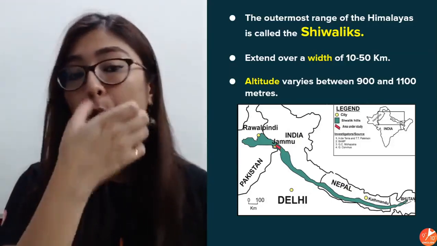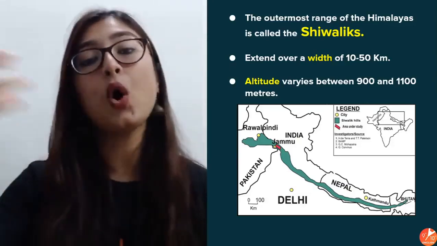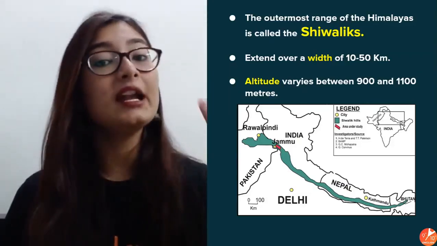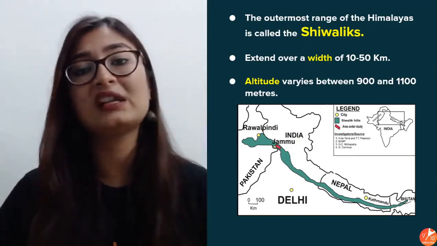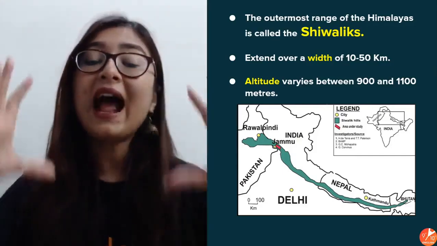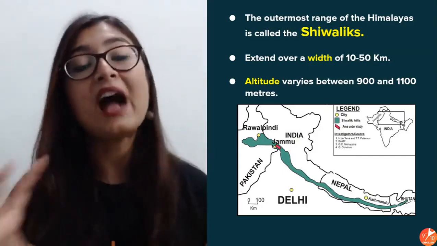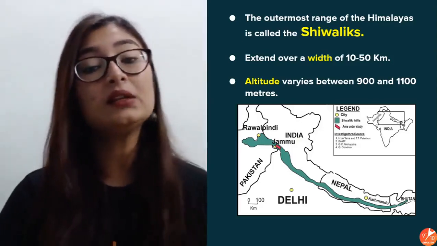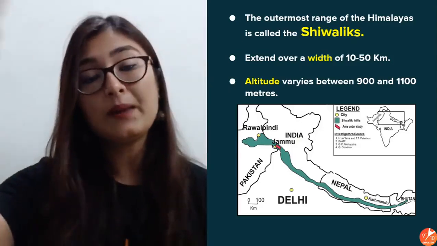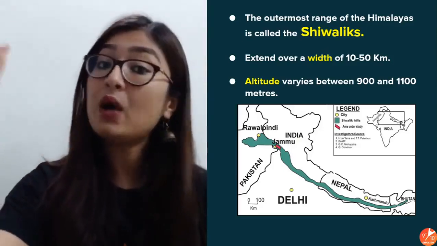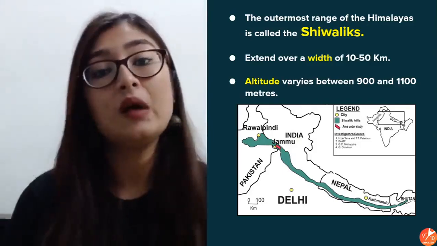The width decreases as we move from the Lesser Himalayas or Himachal towards Shivaliks. In Himachal, as we saw, it was somewhere around 50 kilometers. Over here, it ranges from 10 to 50 kilometers. And the altitude also decreases. The altitude over here on average is somewhere between 900 meters to 1100 meters. If you compare, Himadri was 6000 meters, guys. Over here it decreases to almost 1000 meters.